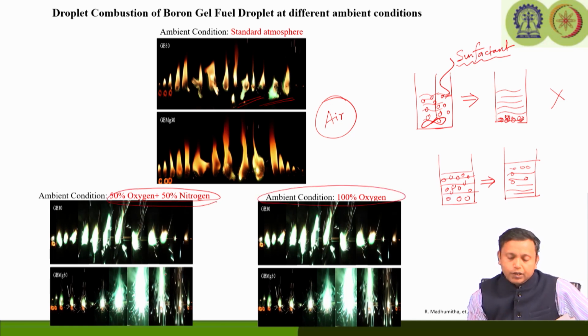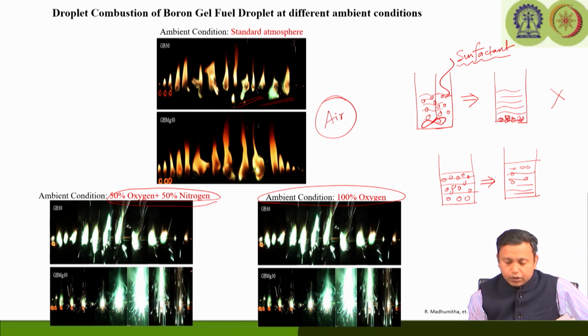Once we increase the percentage of oxygen in the ambient, you can see that the oxidation of boron is much more efficient. As you can see, a tremendous amount of green light is produced here. It is like a vigorous burning of particle taking place. As you increase the oxygen percentage even more, you can see the intensity of the burning is even higher.